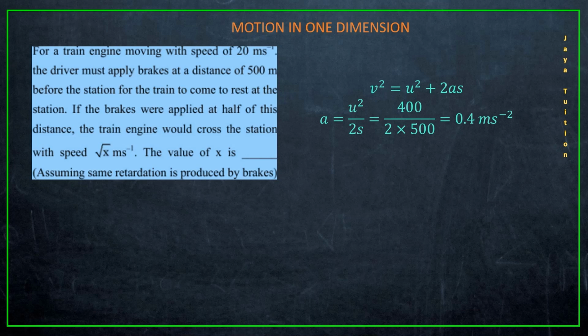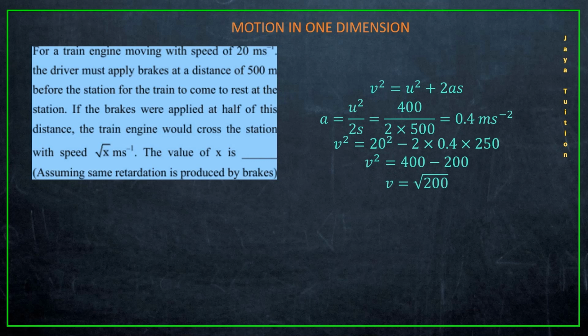To begin with, first and foremost, we take the equation v square is equal to u square plus 2as. The final velocity v is 0, hence we determine the deceleration of the engine, which is a is equal to u square divided by 2s. We substitute the values and get the deceleration to be equal to 0.4 meters per second square.